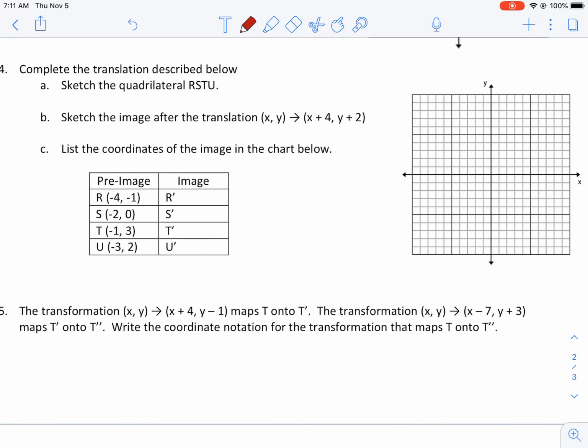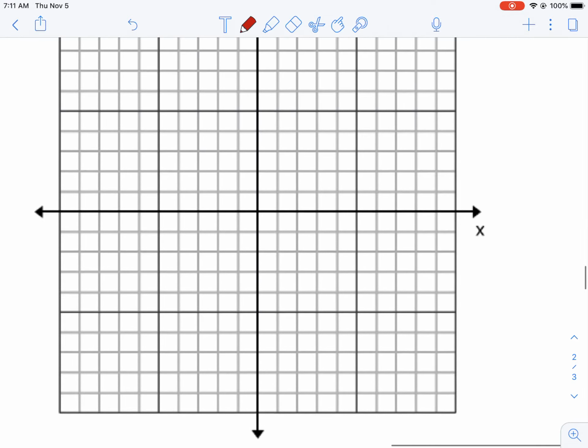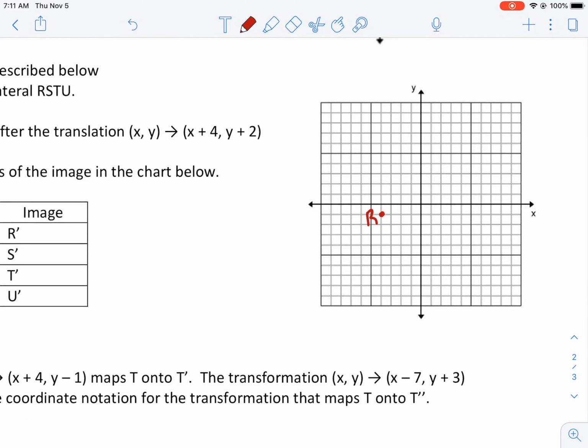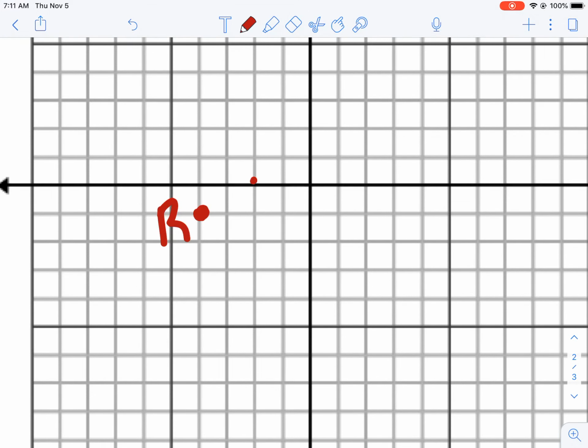Complete the translation described below. So sketch the quadrilateral RSTU. So first, here's RSTU right here. We need to sketch these points. So we got R, that's at -4, -1. All right, so there's R. We've got S at -2, 0.